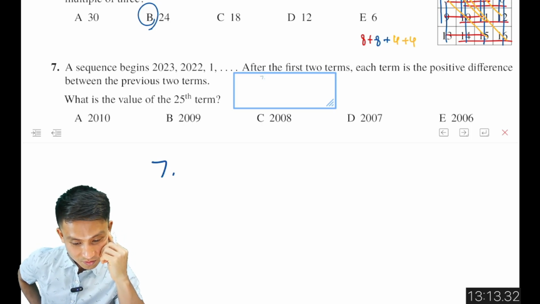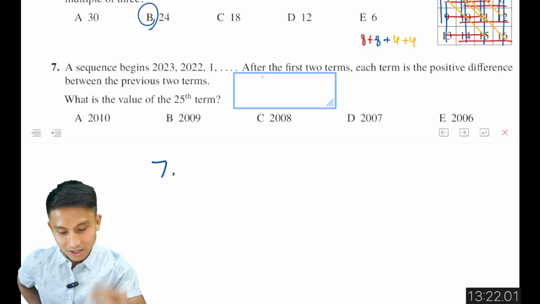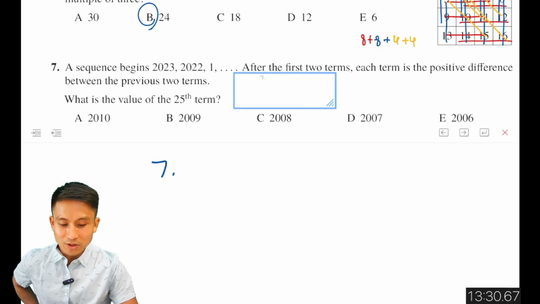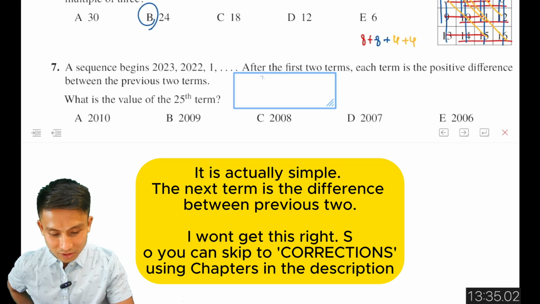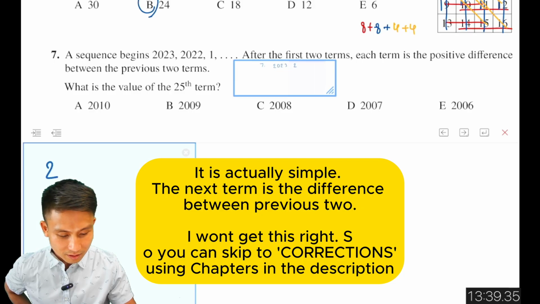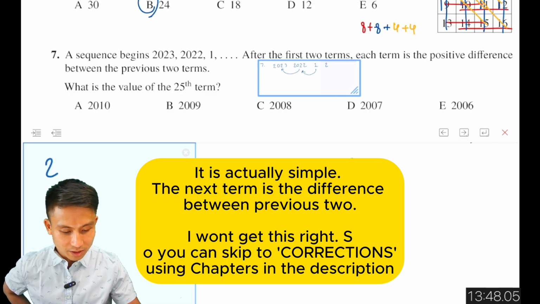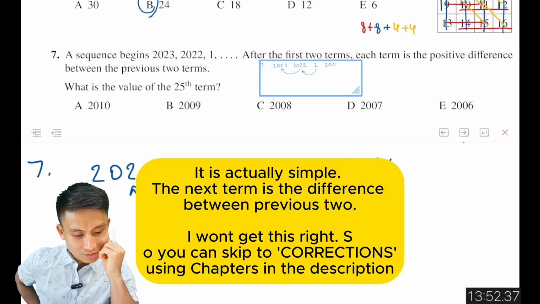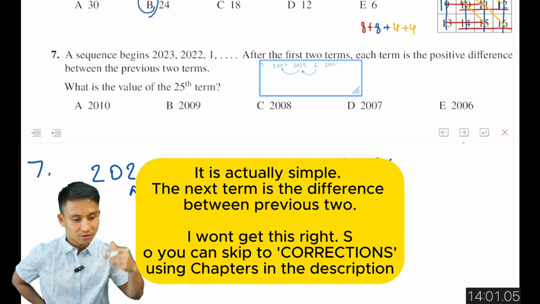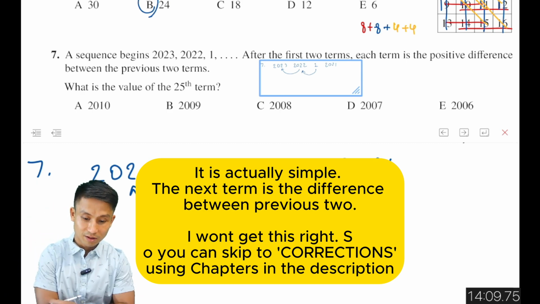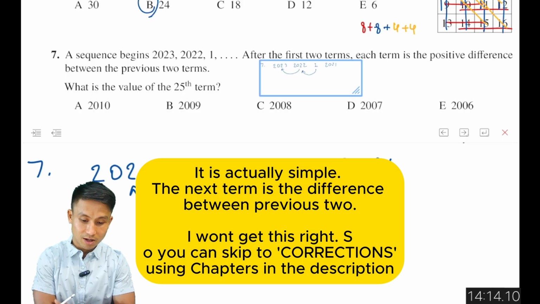Okay, so interesting, right? It feels like, I'm not sure about going from 2023 to 2022, but the 2022 to 1 is basically just subtracting this from this. So if you subtract this from this, you get 1, right? If I keep going with that, subtract this from this, I get 2021. Probably not going to work. Each term is the positive difference between the previous 2 terms. Positive difference. That means it's going to keep increasing.